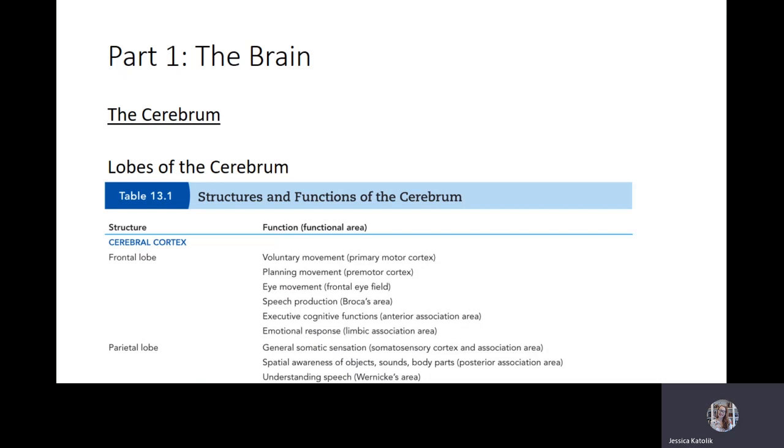And the parietal lobe is going to contain Wernicke's area. The W is pronounced with a V sound rather than the American W sound. So Wernicke's area is going to help us understand speech.